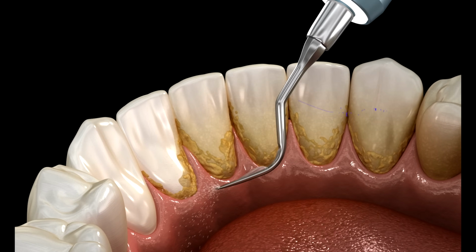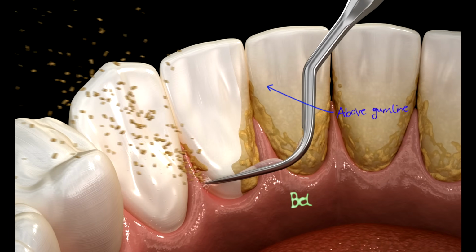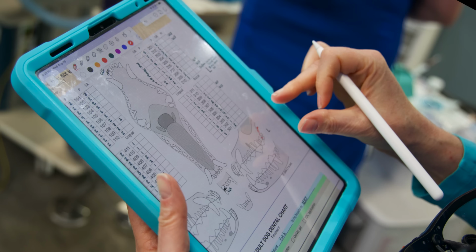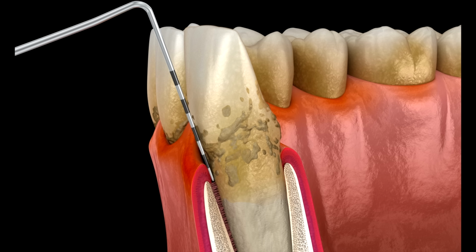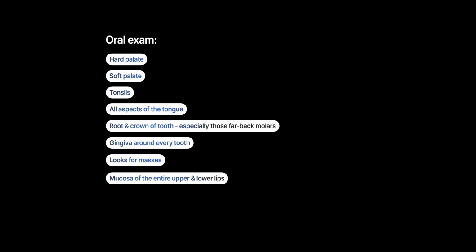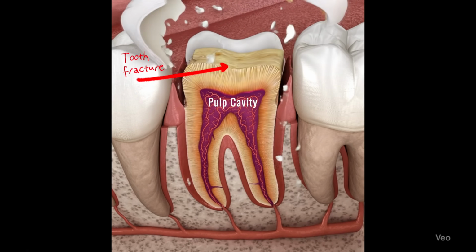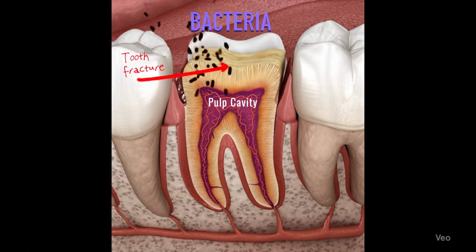And this is yet another critical difference between anesthesia-free dentistry and an anesthetic dental procedure. The technician will check each and every single tooth for anything abnormal. Here's a summary of what our oral exam looks at under general anesthesia, including addressing tooth fractures. And when a tooth fractures, bacteria will migrate through the tooth into the bloodstream.